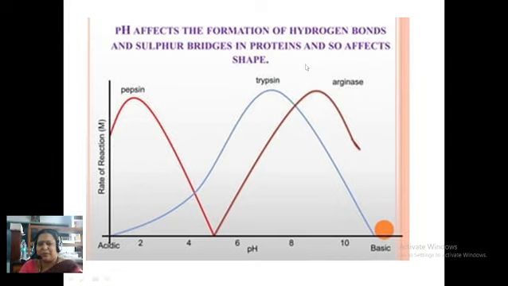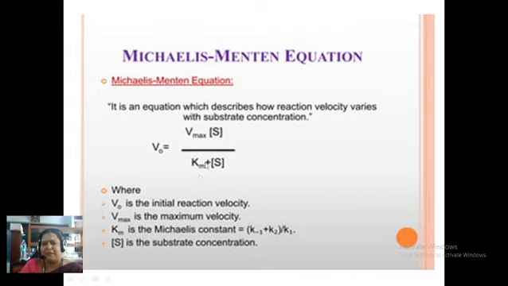Michaelis-Menten equation. It is an equation which describes how reaction velocity varies with substrate concentration. V0 is equal to Vmax times S divided by Km plus S, where V0 is the initial reaction velocity, Vmax is the maximum velocity, Km is the Michaelis-Menten constant, that is (K2 plus K-1) by K1, and S is the substrate concentration.